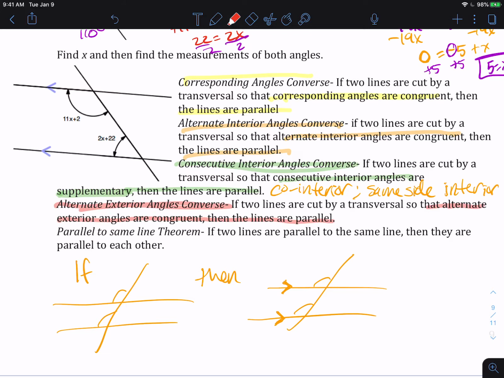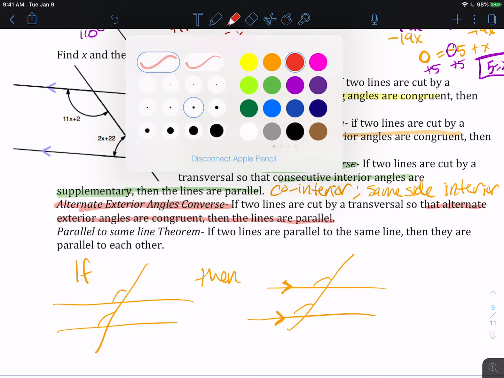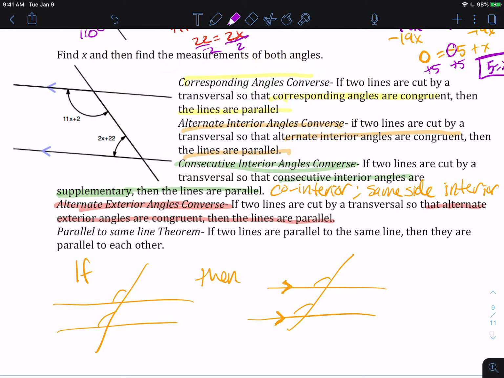Now we also have this other theorem. This name is one that I made up. It's not one that's normally in books, and there's not a name that's known in the math world. They just name it according to whatever chapter you're in. So this would be chapter 3 and then point 1, so theorem 3.1. I just named it the parallel to the same line theorem. This says if two lines are parallel to the same line, then they are parallel to each other.